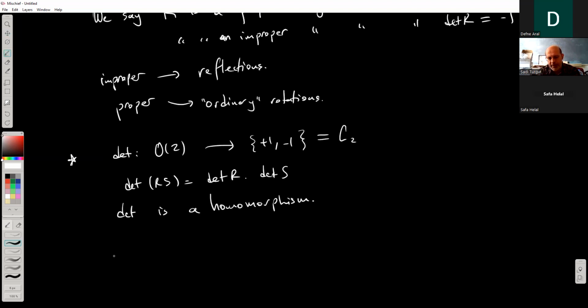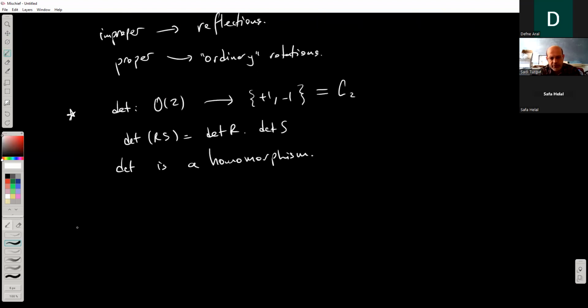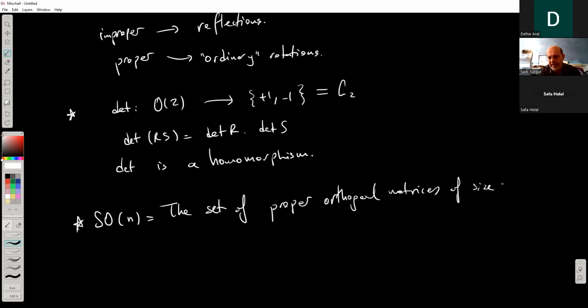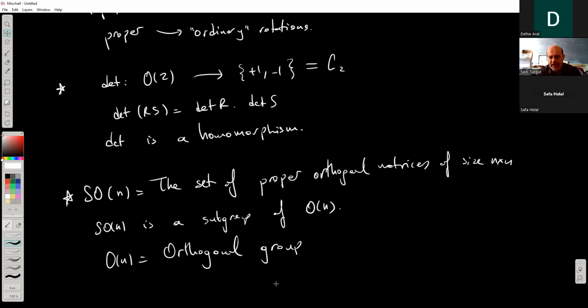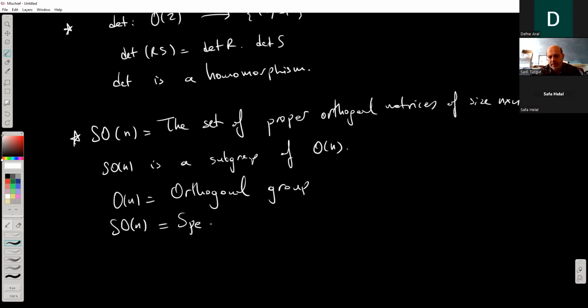The kernel of that homomorphism is what we call SO(n), the set of proper orthogonal matrices of size n by n. So SO(n) is a subgroup of O(n). O(n) is called the orthogonal group of dimension n, and SO(n) is called the special orthogonal group.